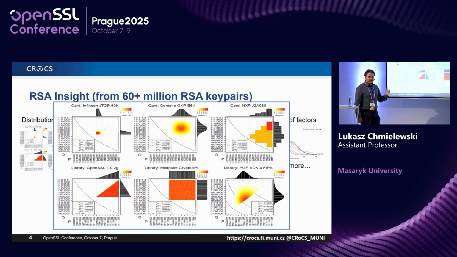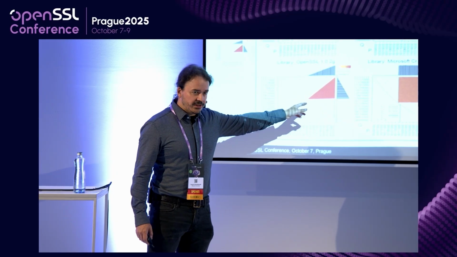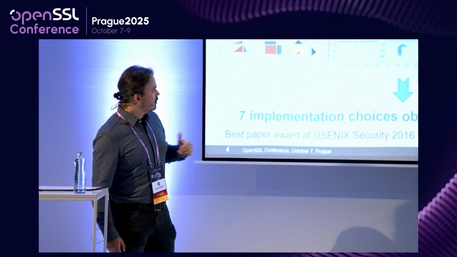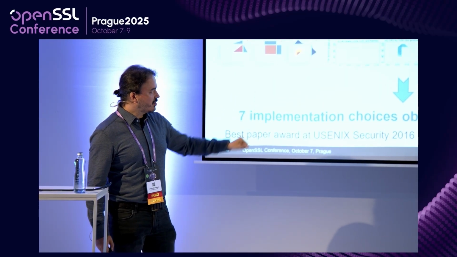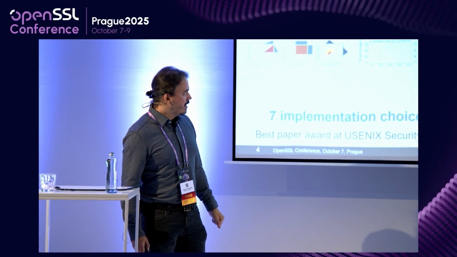And you can imagine that even if you have a public key, which is the multiplication of these two numbers, there might be some interesting biases in that value. So that work resulted in 7 implementation choices observable in public keys. It also got the best paper award at USENIX 2016.